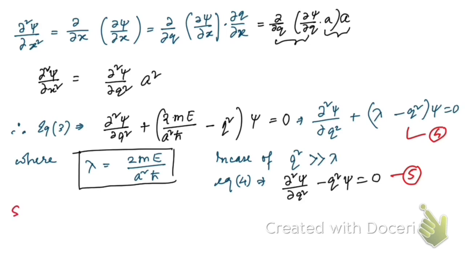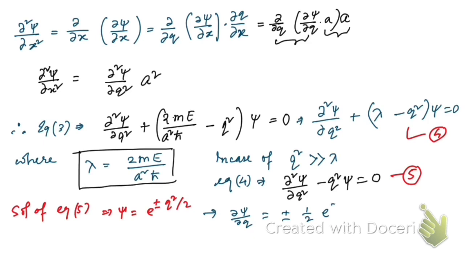So now the solution of equation number 5 can be taken as psi is equal to e to the power plus minus q square by 2, and whether this is correct or not can be verified, let me show you how. If you differentiate this with respect to q, then you get plus minus 1 by 2 e to the power plus minus q square by 2. Again, if you differentiate q square, you're going to get twice q, so these two cancel, so it's going to give you plus minus q into e to the power plus minus q square by 2. That's what you're going to have, right?